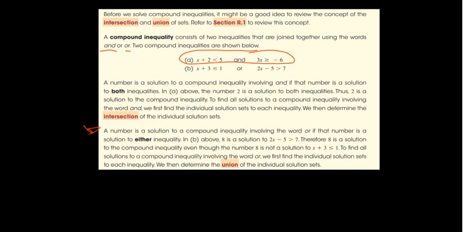Going down here to the next paragraph. A number is a solution to the compound inequality involving the word or if that number is a solution to either inequality. Okay, so the whole point of this is if we see the word and, we're looking for the solution to both of them. And it has to be both. It has to work in both. If we are looking for a solution with the word or, then it doesn't matter which one as long as it works, right?